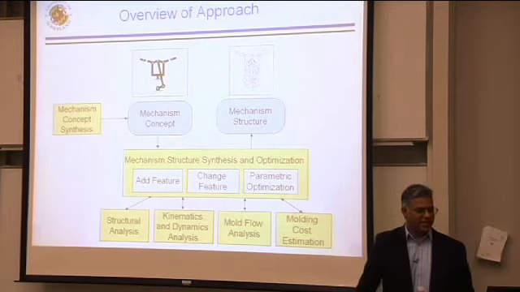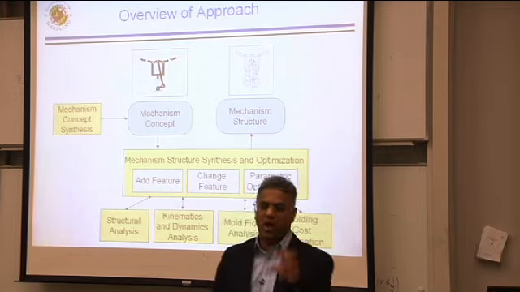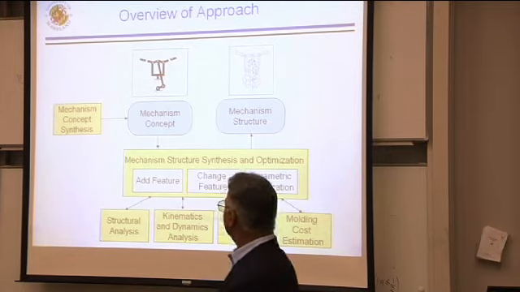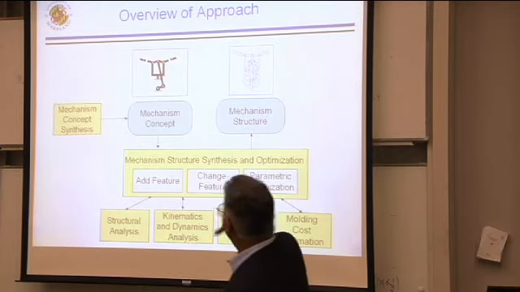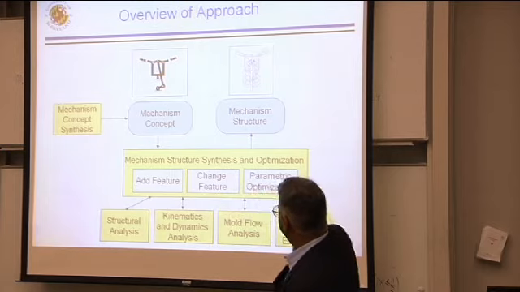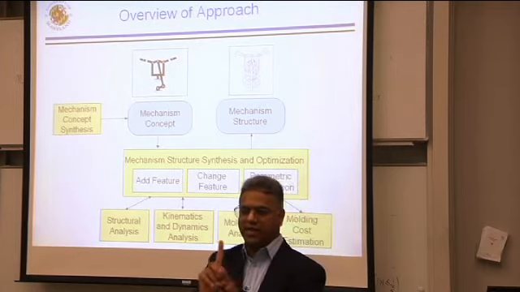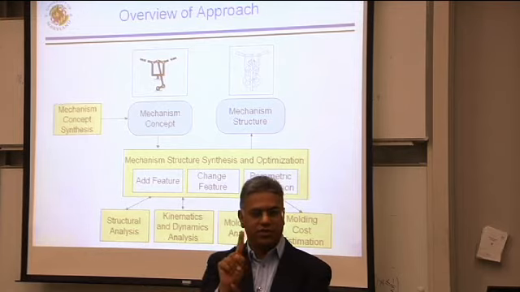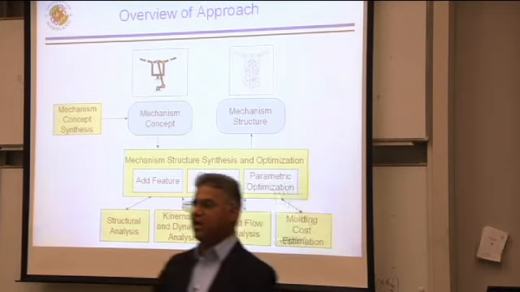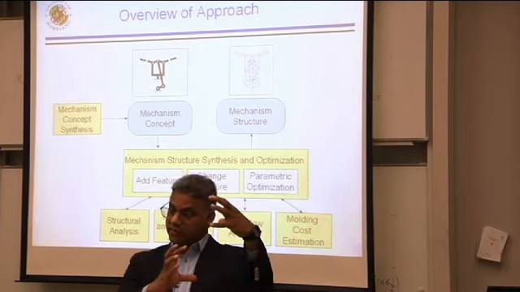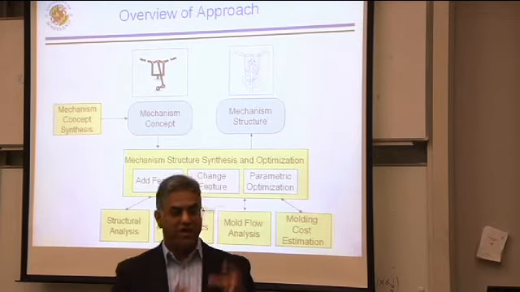So basically, you can think about it the following way. You start with the requirements, and you come up with the mechanism concept, which basically gives you a stick diagram of how the mechanism is going to work. Then you feed that concept into mechanism structure synthesis and optimization. It basically takes one of your sticks and adds some features to it, or reorients a shape feature. And then you run four simulations. You do structural analysis, which tells what kind of stresses, strains and displacements are happening in the structure. You run kinematics and dynamic analysis, which tell you what different forces result.